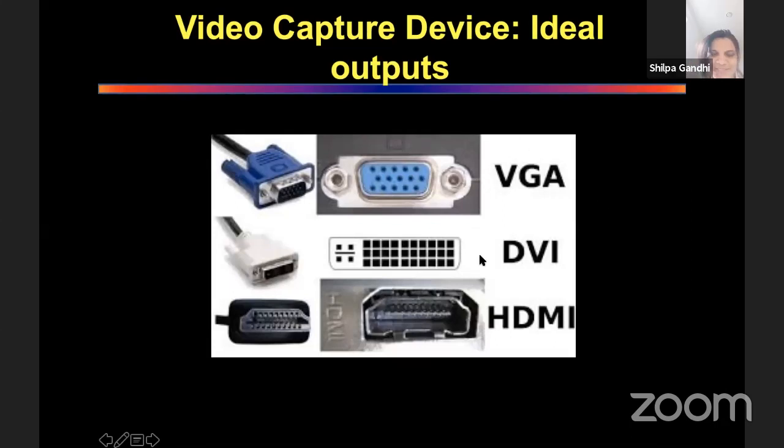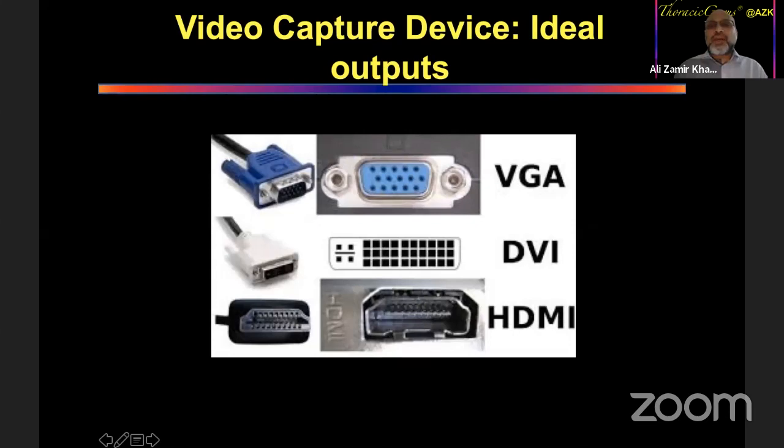At the back, you've got VGA, you've got DVI and HDMI. If you have to work, you have to work within the DVI and HDMI zone. VGA is no longer acceptable, no longer. 720p is all that VGA can carry, maximum. Whereas DVI and HDMI can carry 1080p. In fact, HDMI can carry 1080, but now we have 4K HDMI available.